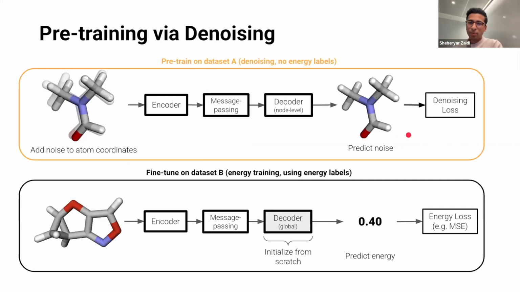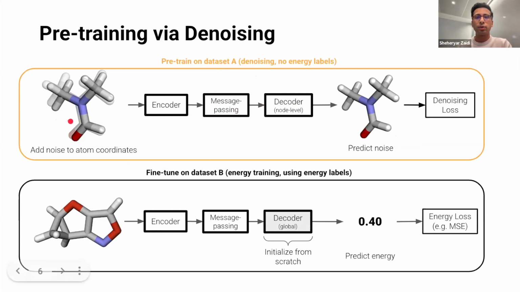Okay, so pre-training by denoising. What is the high-level idea over here? The idea is you have 2 stages of training, just like people have in the pre-training fine-tuning kind of paradigm. In stage A, we assume that you have access to a data set A, which just contains lots of structures. So A is an unlabeled data set, doesn't necessarily need to have labels for the structures. You just have 3D structures in it.